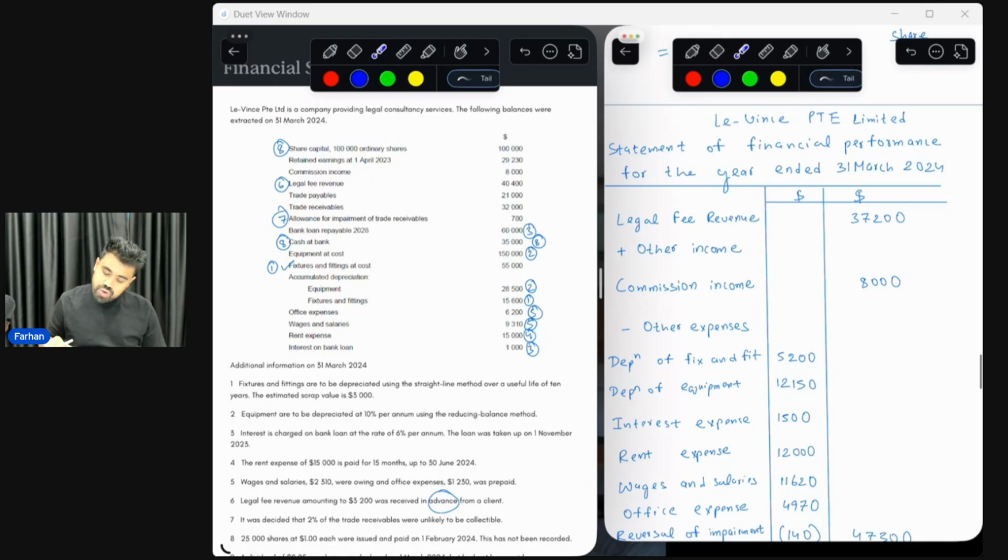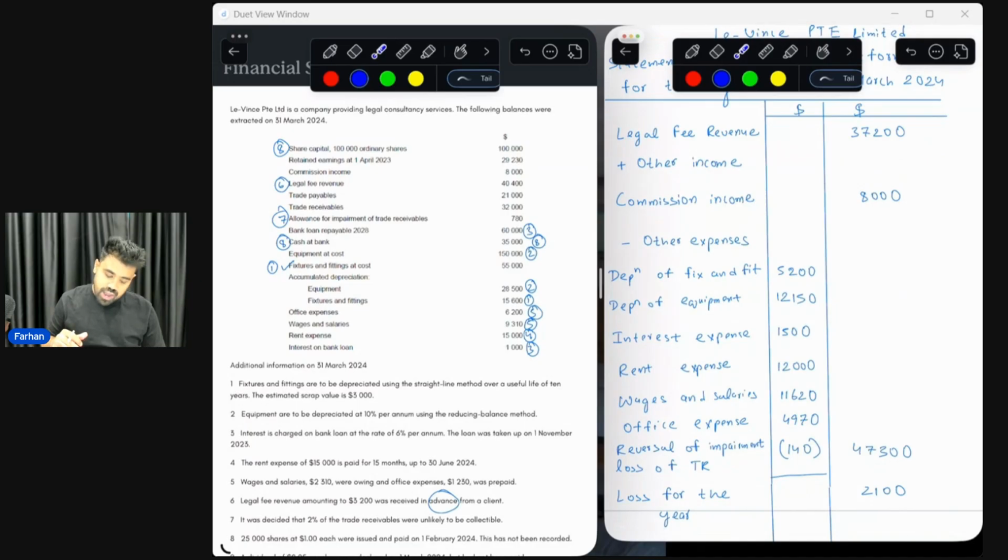So now we can directly go to other expenses. And the way to do this is to simply scan through the list, and you'll see that we start with share capital, retained earnings, commission income already taken care of, legal fee revenue taken care of, trade payables and receivables are to be included in the balance sheet because they are assets and liabilities. Same goes for allowance, bank loan, cash at bank, equipment, accumulated depreciation. But the main concerns are therefore these last 4. All right, and then we have got the additional information.